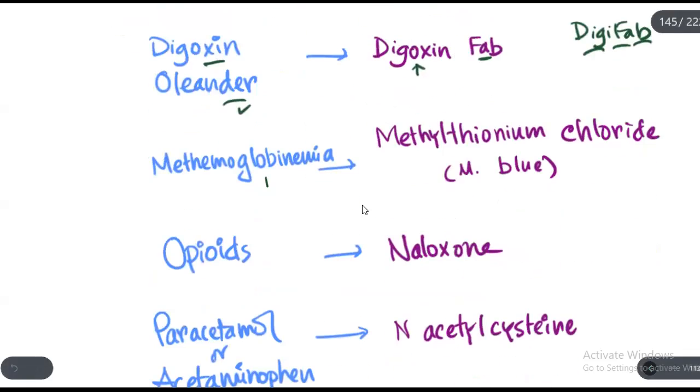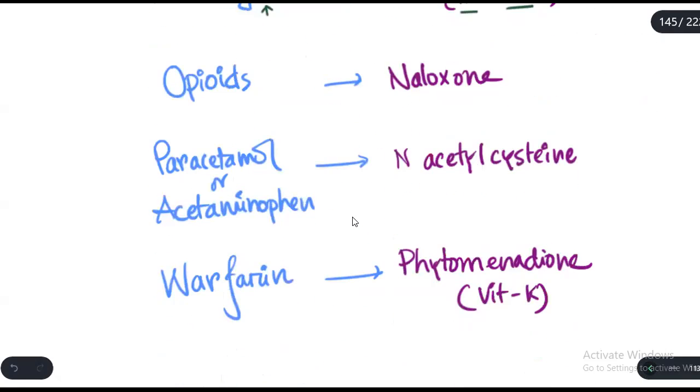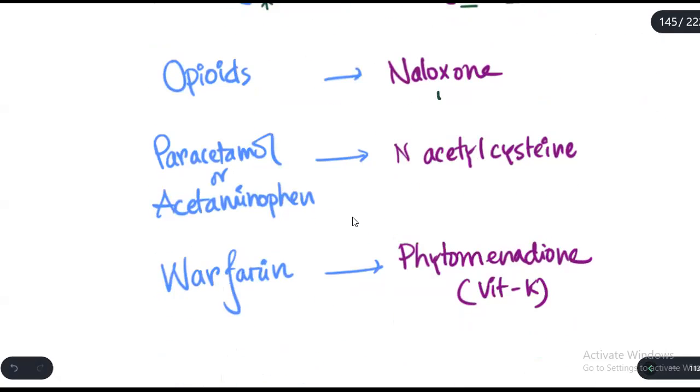In methemoglobinemia occurring after local anesthetics or after giving dapsone or nitrates, the specific antidote is methylthionium chloride, also known as methylene blue. For opioids, the classic antidote is naloxone, but be careful. If you give a high dose of naloxone, that can start a withdrawal response, which is also dangerous, so be careful. For paracetamol or acetaminophen poisoning, the best antidote is N-acetylcysteine.